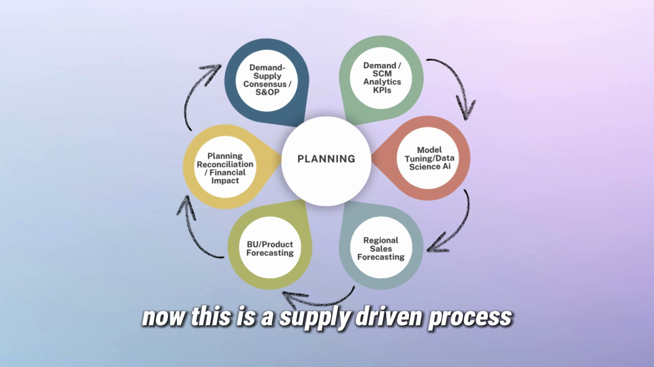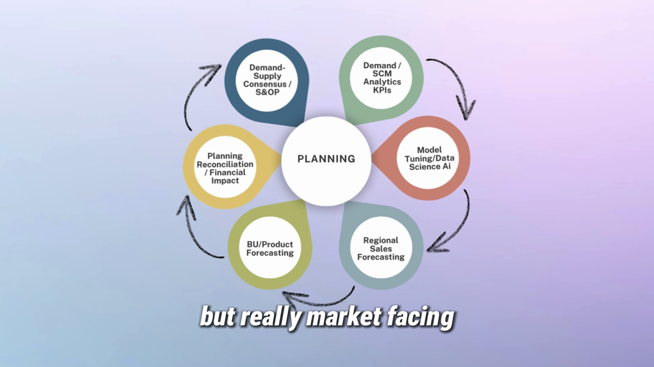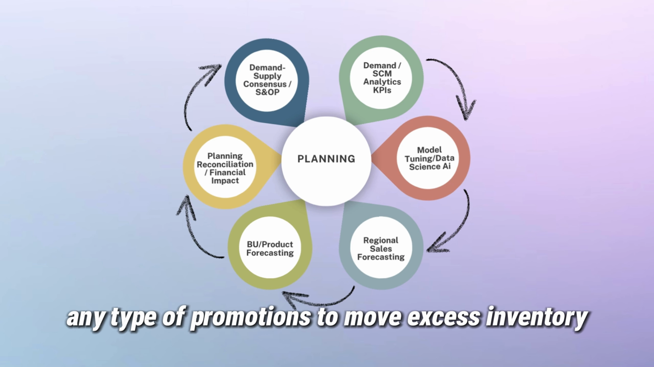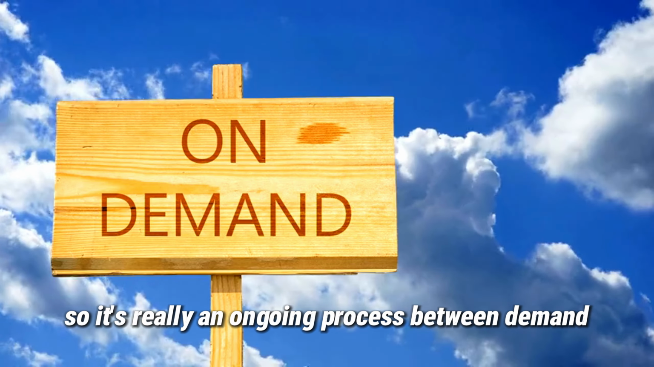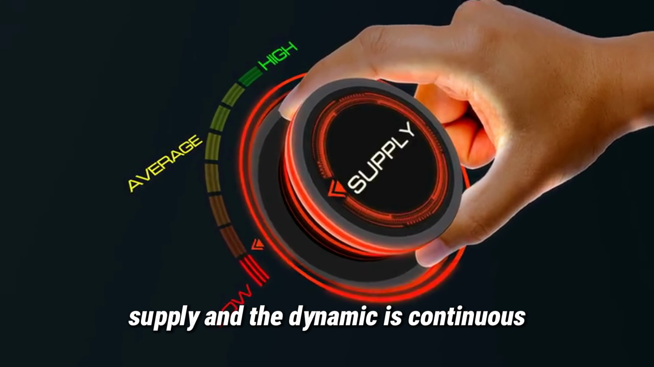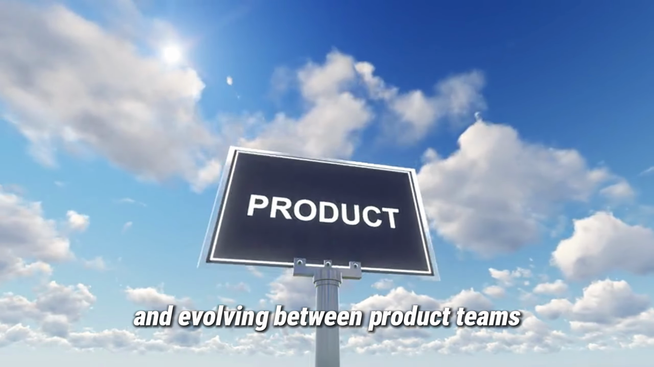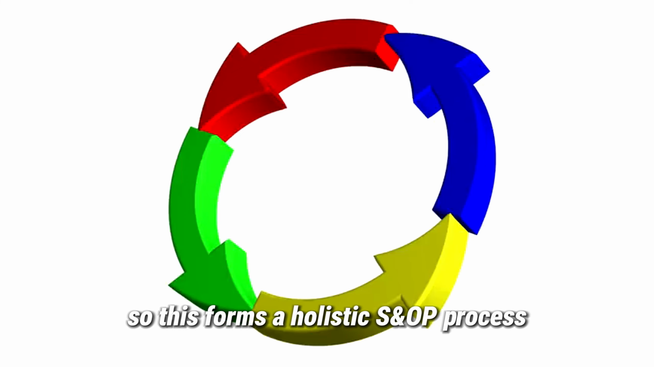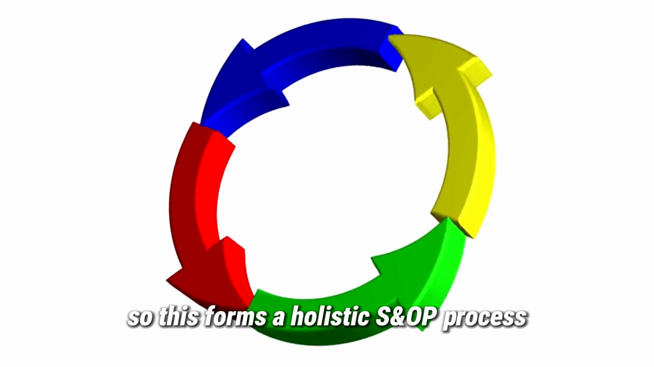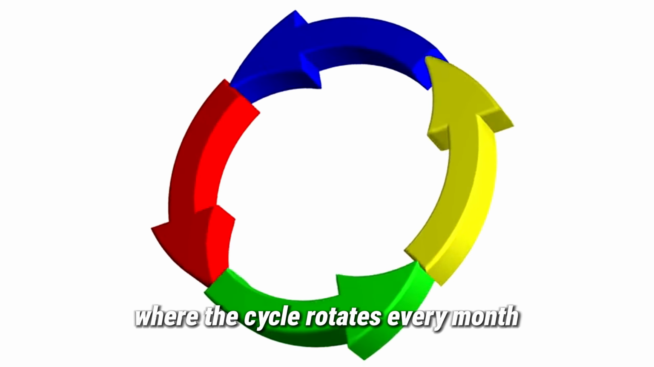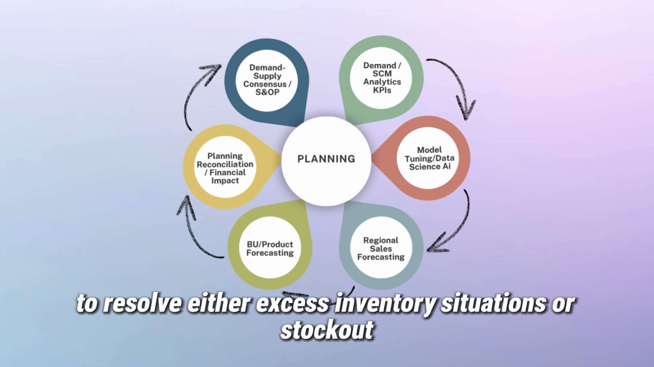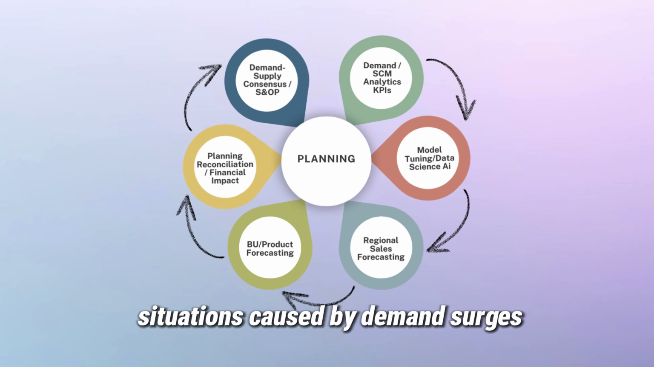Now, this is a supply driven process, but really market facing, so that you go back to the market and offer any type of promotions to move excess inventory. So it's really an ongoing process between demand and supply, and the dynamic is continuous and evolving between product teams, customer teams, and the supply teams. So this forms a holistic S&OP process where the cycle rotates every month and sometimes within the month to resolve either excess inventory situations or stockout situations caused by demand surges.